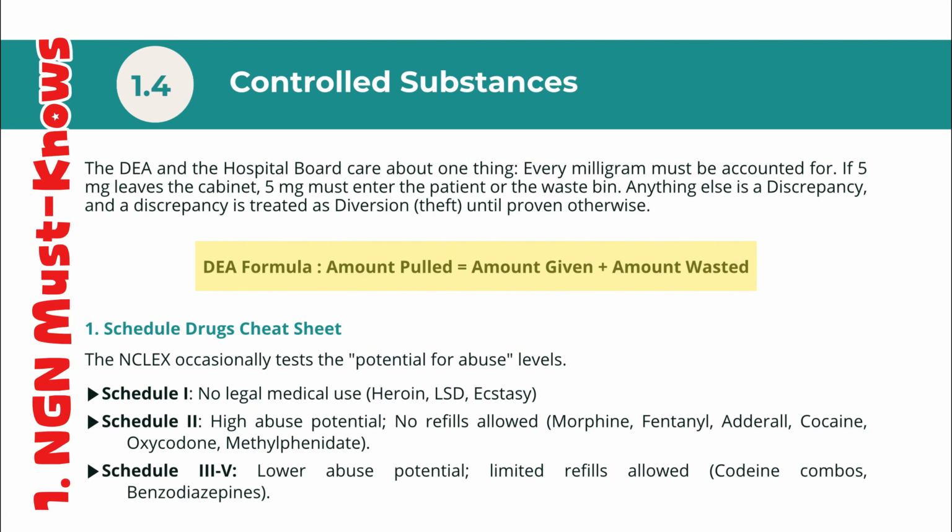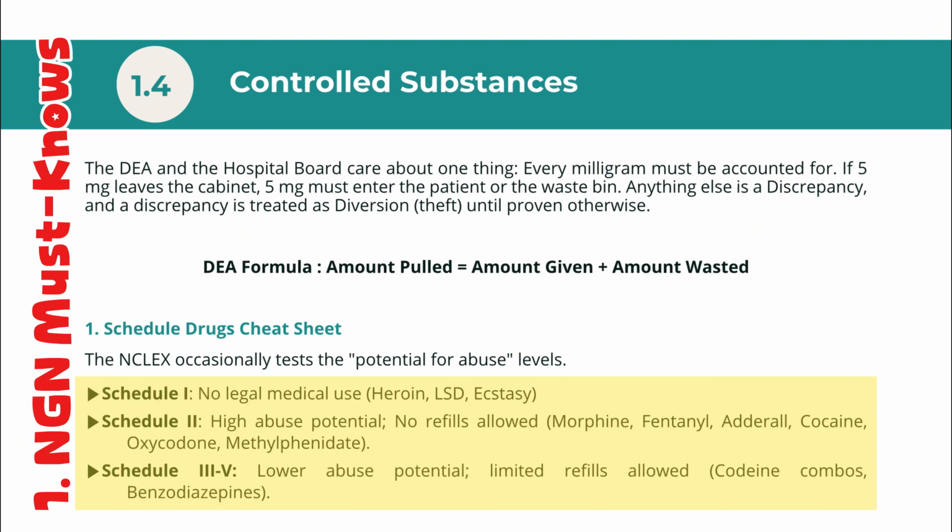Know the schedule cheat sheet. Schedule 1 has no legal medical use: heroin, LSD, ecstasy. Schedule 2 carries high abuse potential with no refills: morphine, fentanyl, Adderall, oxycodone. Schedule 3 through 5 carries lower abuse potential with limited refills: codeine combinations, benzodiazepines.